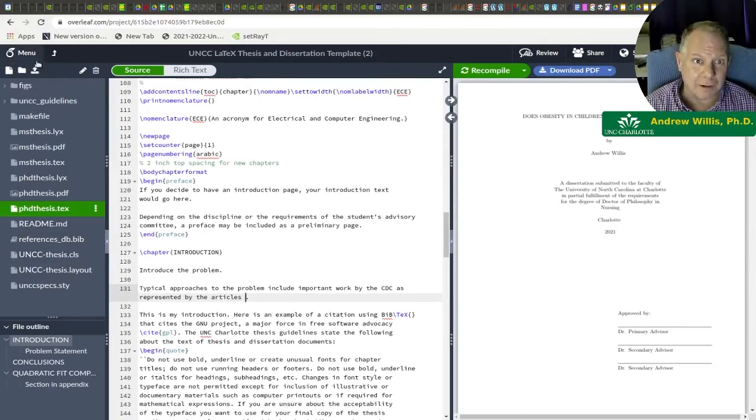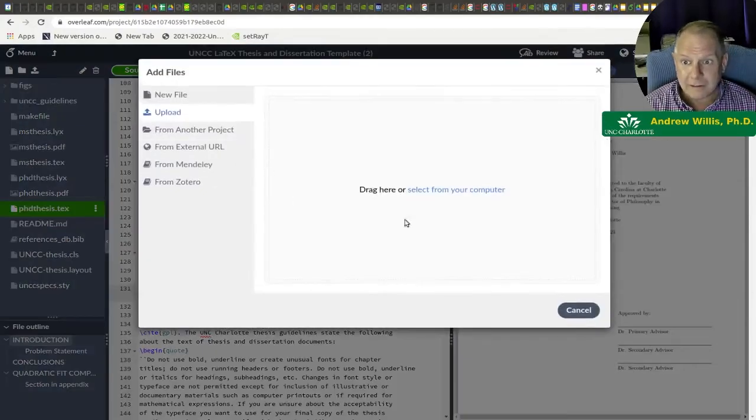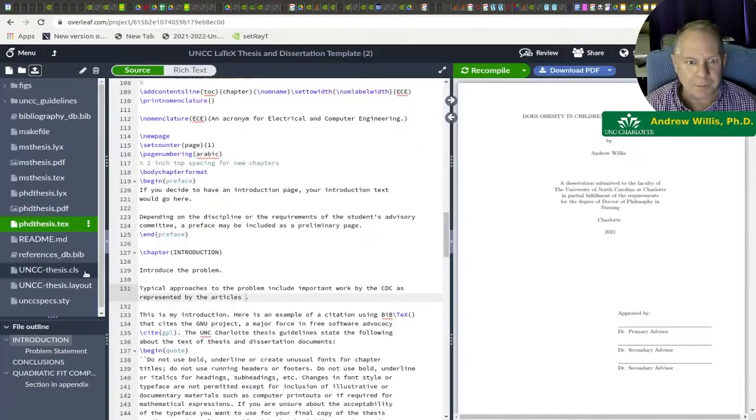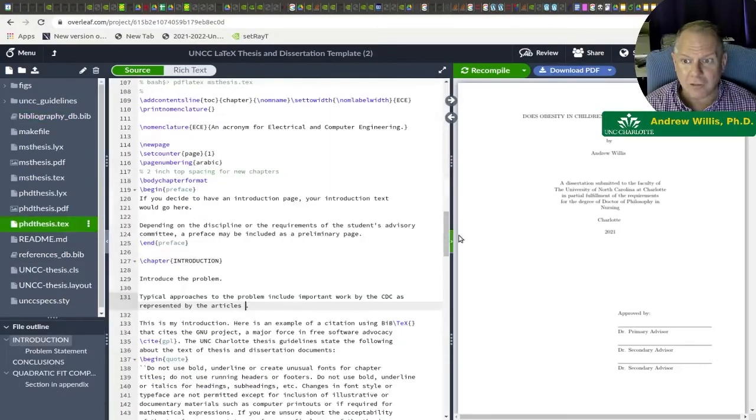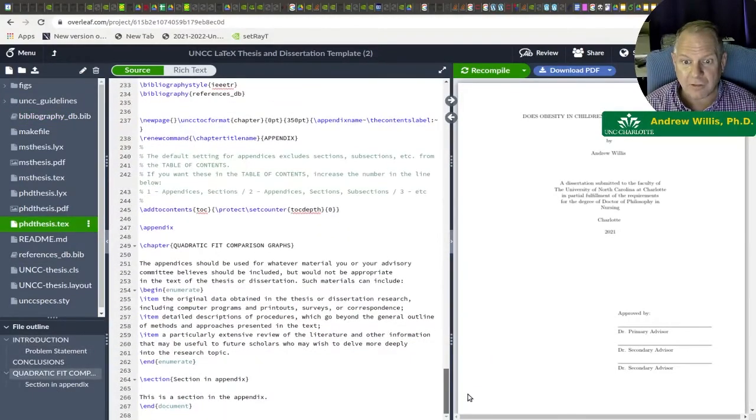There's a button up here in the top left, upload, and now I need to drag my bibliography from wherever it is on my computer. Let's see, where is it? It's probably in home, so bibliography_db.bib. I'll drag it over here. It's been uploaded. There it is right there. And now I have to add it to my PhD thesis. So I go down to the PhD thesis, and we have to add this.